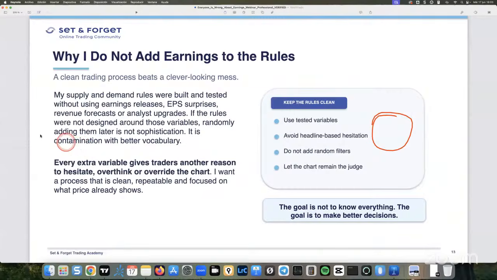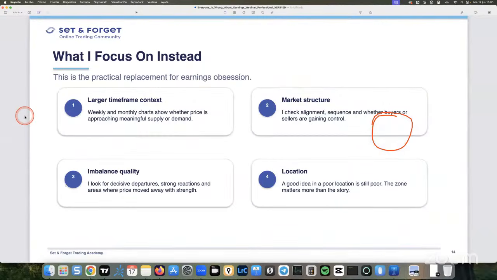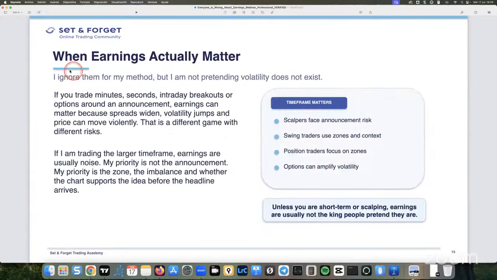Okay? So here, I focused on larger time frames, and I recommend that you focus on larger time frame context, the quality of the imbalance, market structure, and location before you place a trade, because earnings actually matter when these imbalances are in control. The rest, when you trade minutes and seconds, intraday breakouts and everything, they are irrelevant, okay?